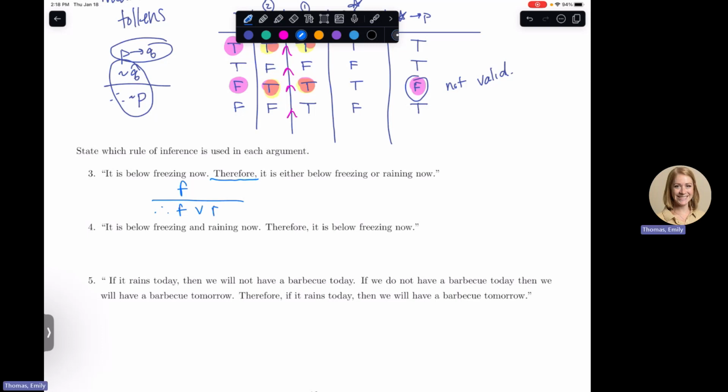Are we okay with that? Do the letters that I put with that make sense? For freezing and raining, I assume those make sense. I meant just the structure makes sense. I assume the letters make sense to you. Okay, so F implies F or R. What form is that? Yes, it is generalization, Whitney.